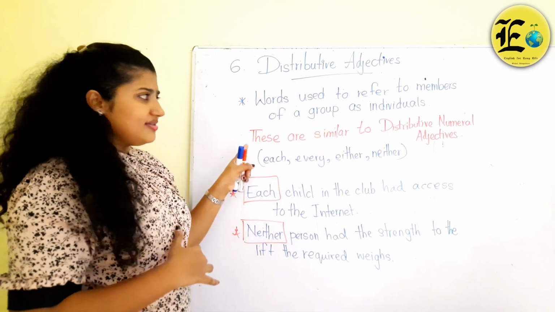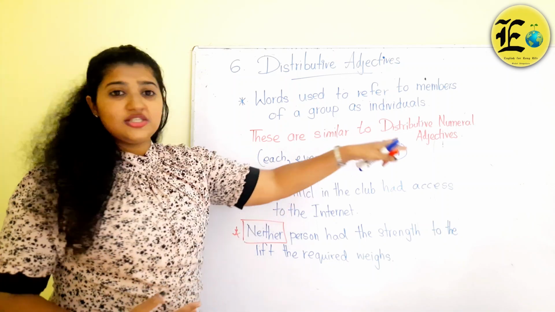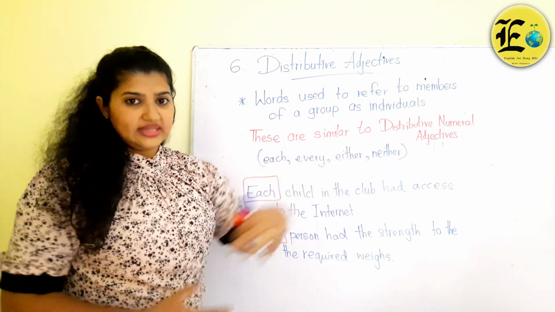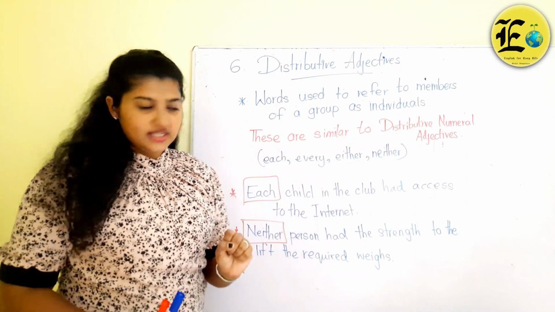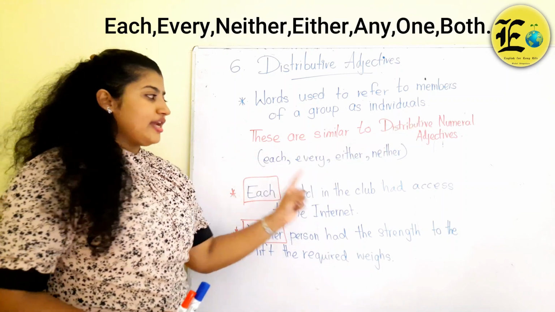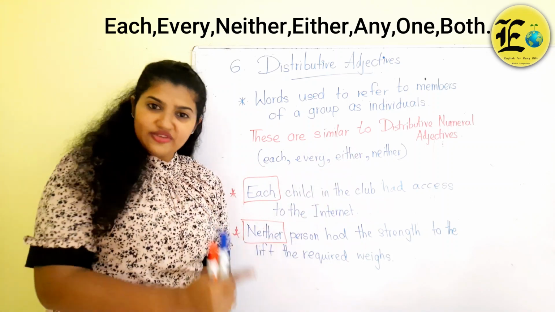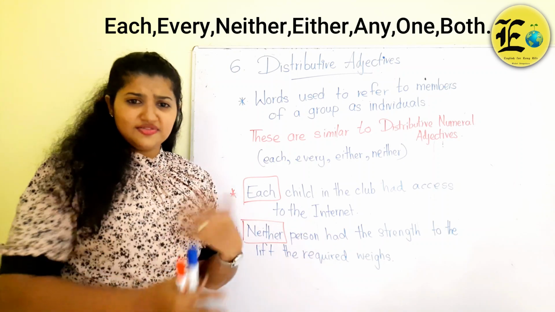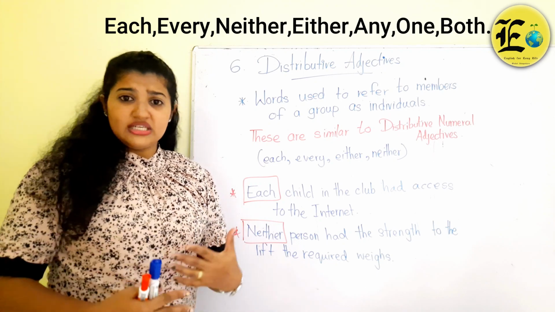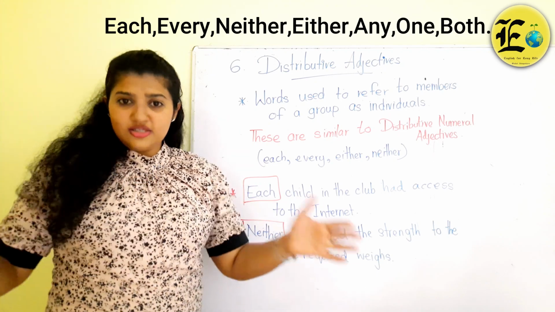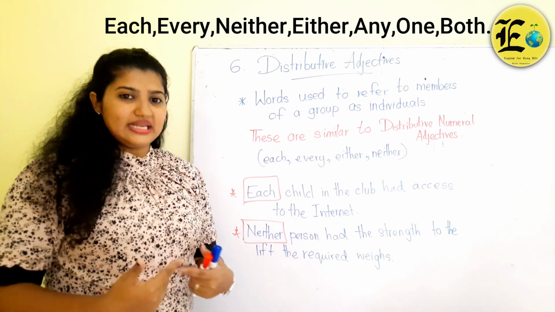Like these examples. Now here there's a point in red, and that's very important because these words are similar to distributive numeral adjectives. That means distributive adjectives are very similar to distributive numeral adjectives. So there are examples like each, every, either, and neither. Apart from the examples which I have provided throughout the whole video, there are a lot of different kinds of adjectives like proper adjectives, demonstrative adjectives, descriptive adjectives, numeral adjectives, distributive adjectives. There are a lot of various examples. These are just a limited number of examples that I've provided in my video.